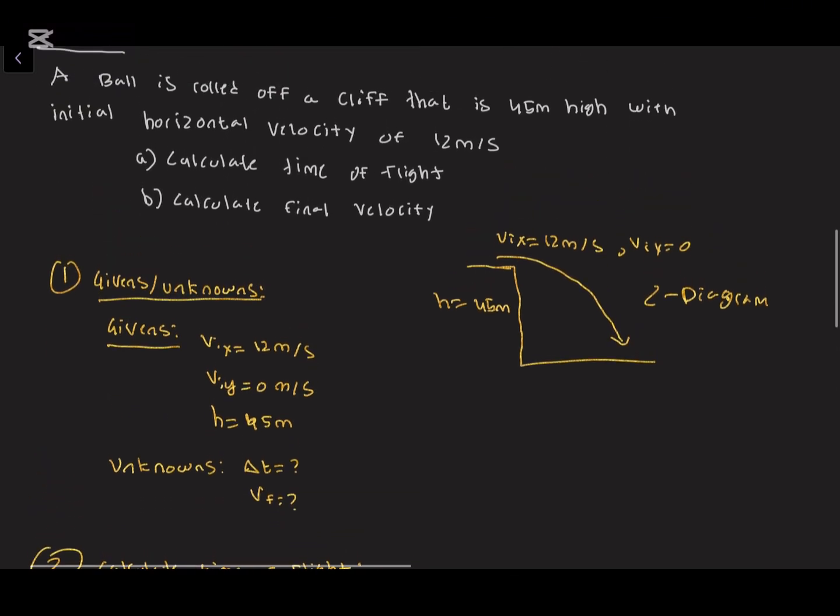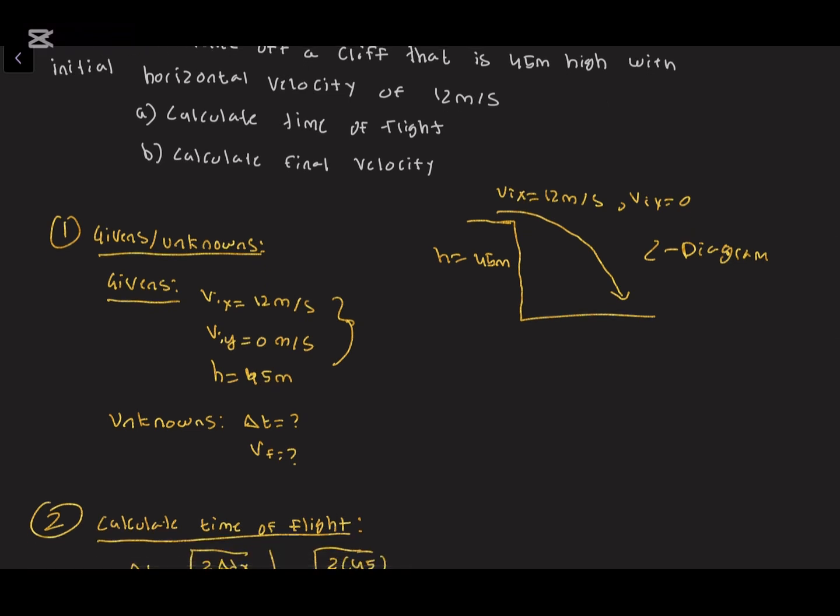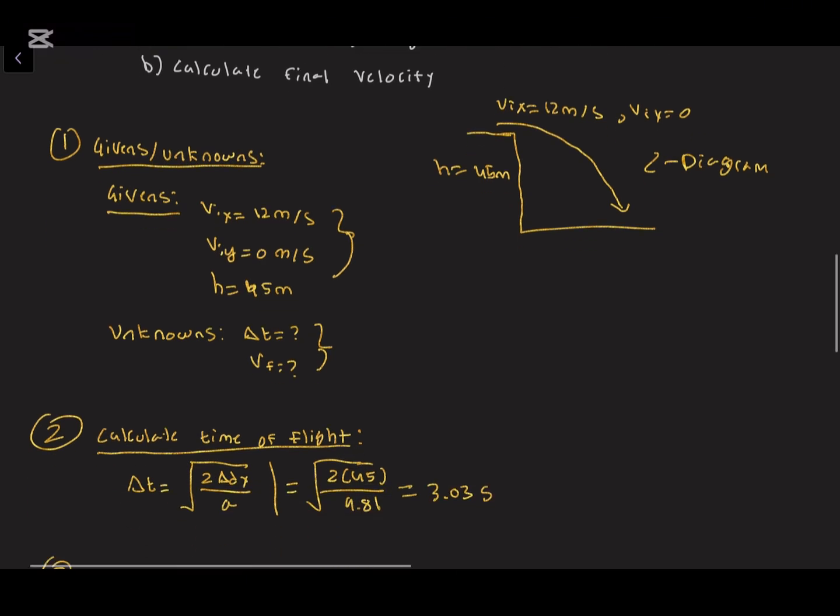Another general approach I like to take when solving physics questions is writing my givens and unknowns. So my givens are here: I have my VIX, my VIY, and my H. I recommend using this format for every physics question that you do, at least in the beginning, just so you can get used to visualizing the question, visualizing the solution, and tracking what you're doing, so you don't make as many mistakes along your solution. Your unknowns I've written as my delta T and VF, because that's what we don't have.